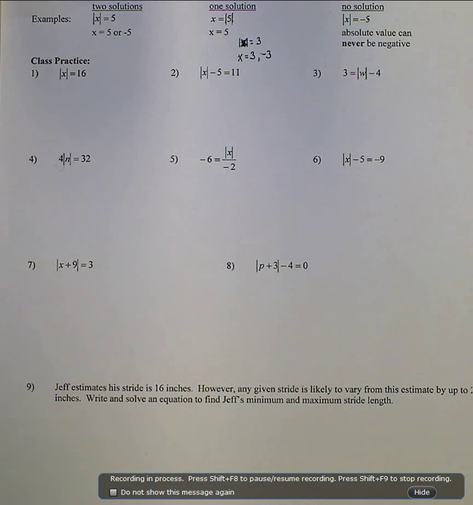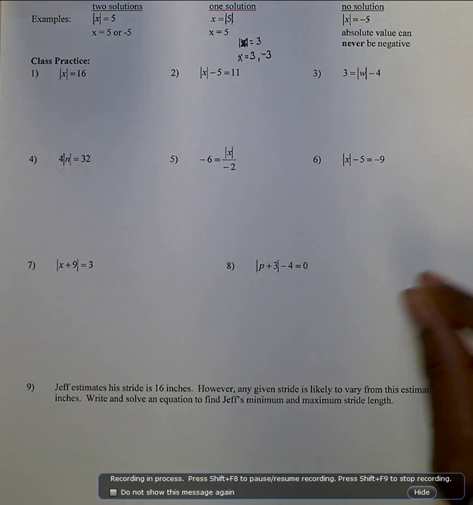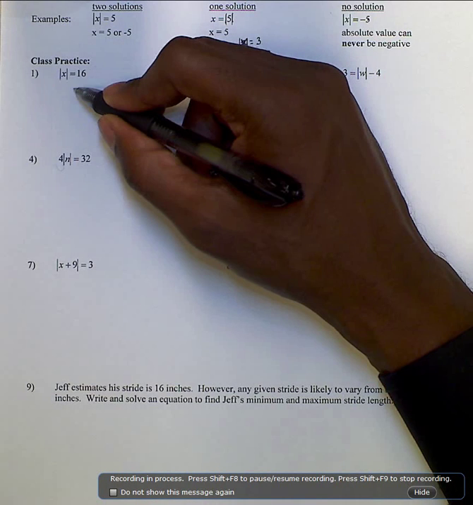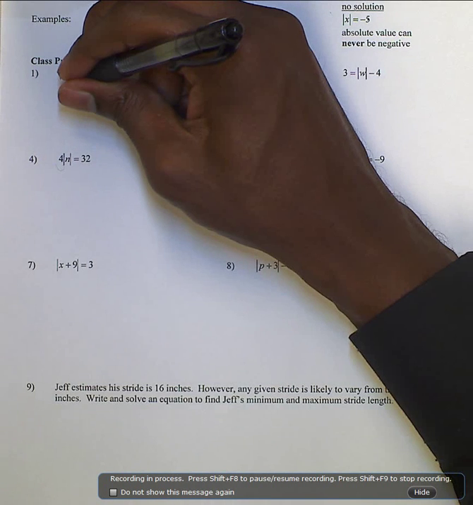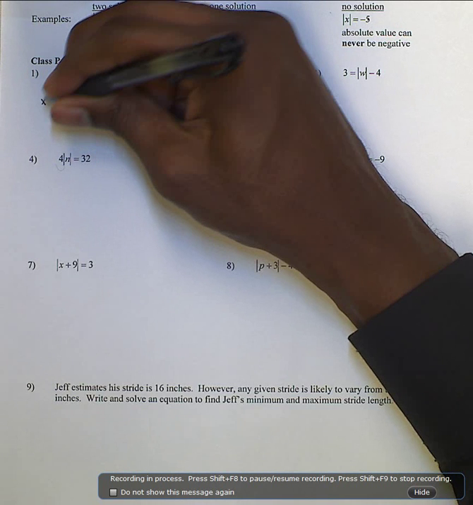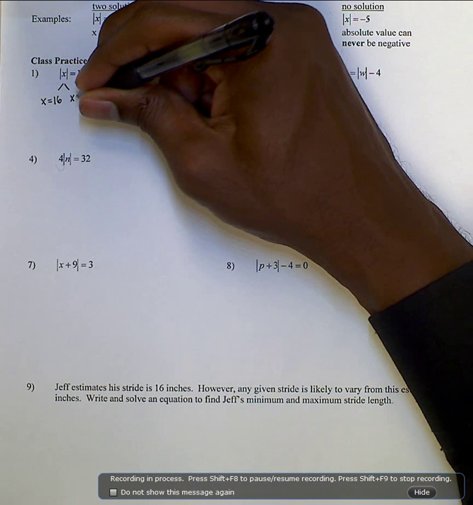This first problem, we have absolute value of x equals 16. This is what we want to do. We want to get our absolute value by itself. And then once the absolute value is by itself, we want to drop the absolute value bar and split the equation into a positive or a negative outcome. So with number 1, the absolute value is already by itself. We have the absolute value of x equals 16. There's nothing on this side with x. So I'm going to now say, okay, I want to take it out of its bar. X could be positive 16, or x could be negative 16.